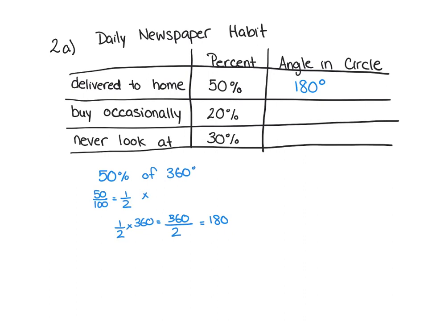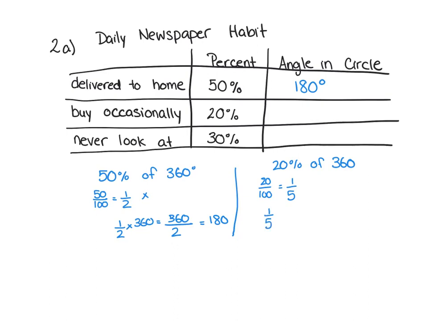And then we would find the next one. So 20% of 360, let's draw a line to separate these. So 20% is 20 out of 100, and we can divide them both by 20, so that gives us 1 out of 5.